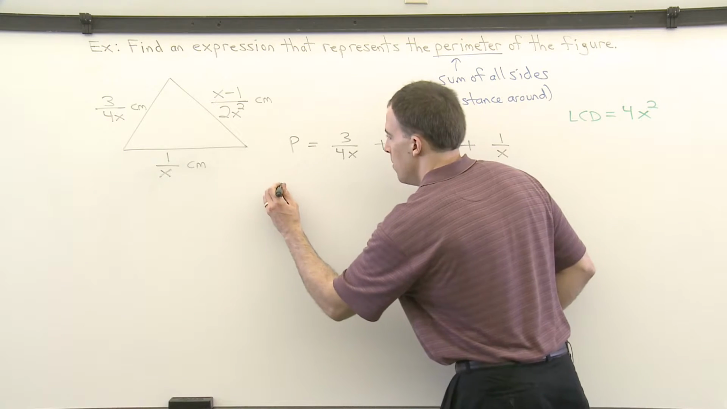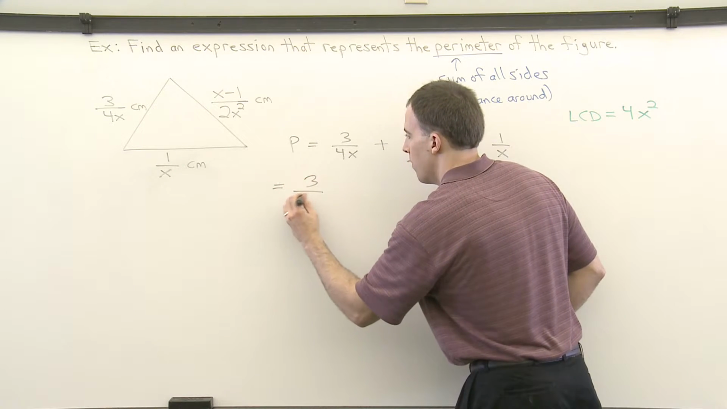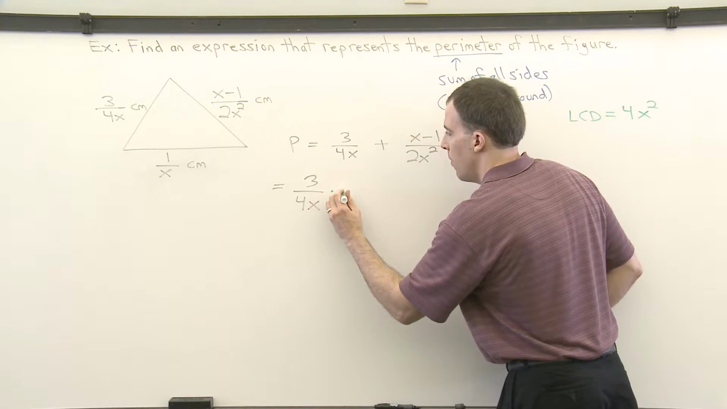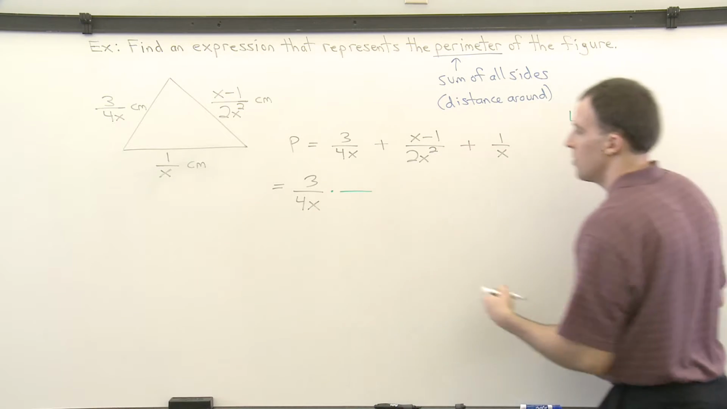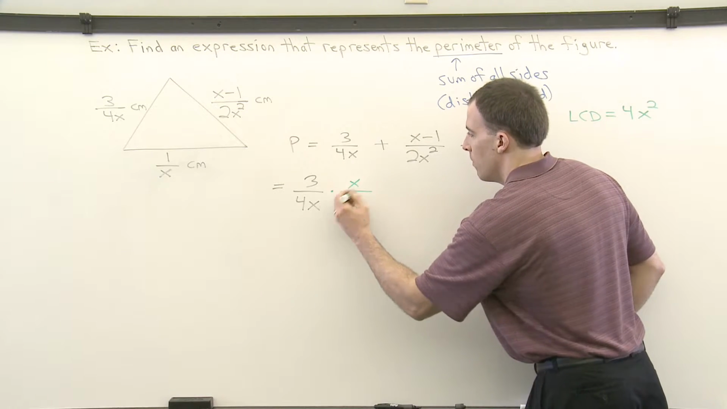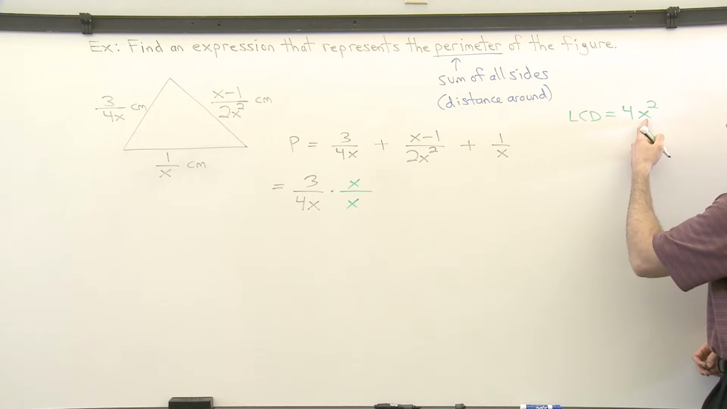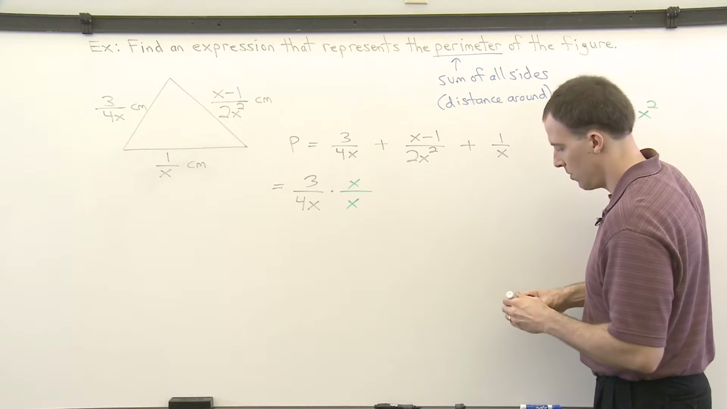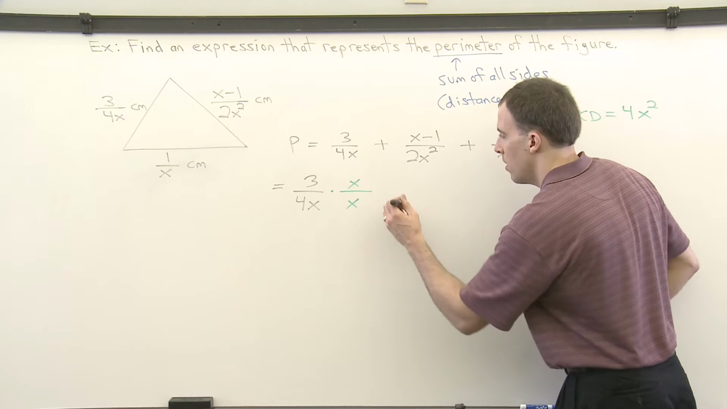So this is going to be 3 over 4x. We need to multiply the numerator and denominator by whatever's necessary to convert 4x into 4x squared. That would be an x, since 4x times x makes 4x squared. So I'm multiplying the numerator and denominator of this first fraction by x in order to get the common denominator.